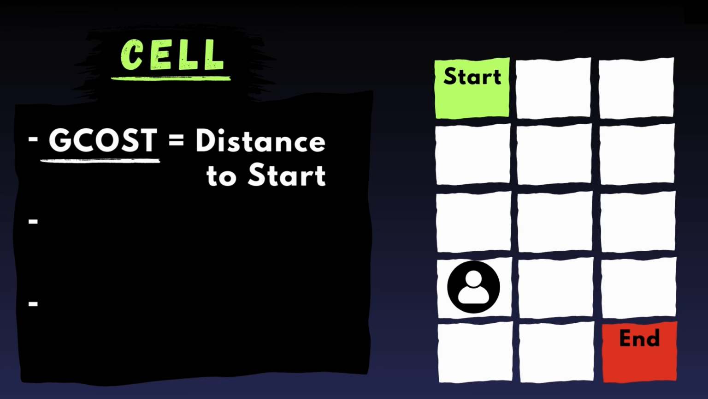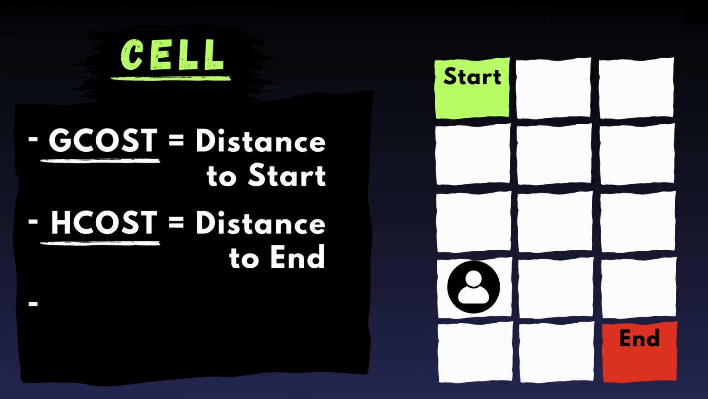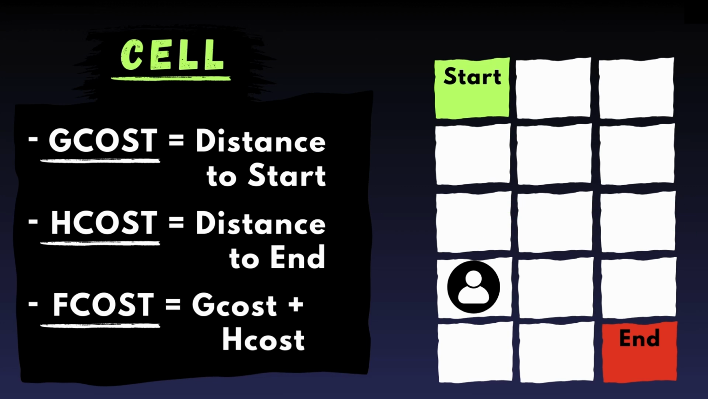First, we have the g-cost of the cell, that tells us the distance we need to travel from the starting point A to the cell. Second is the h-cost, that tells us the distance we need to travel from the cell to reach the end point B. And third is the f-cost, that we can just calculate by adding the h-cost to the g-cost.